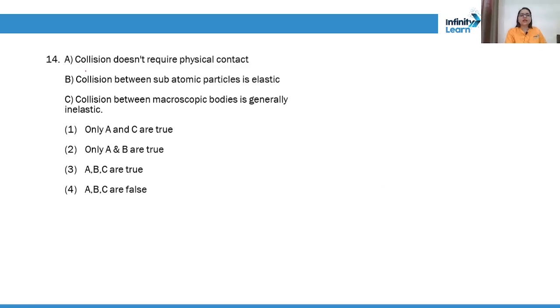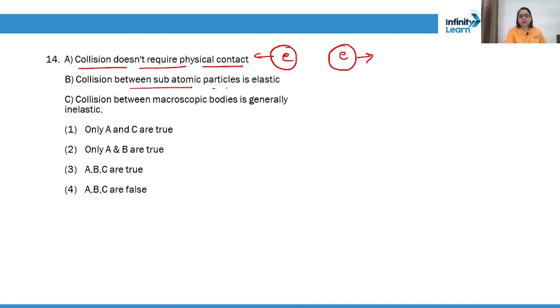Okay, next is collision doesn't require physical contact. Yes, this one is true. Collision doesn't require physical contact. Why? Because collision is the event where, after some forces, the value of momentum of the particle changes, right? So like in the case of electron and electron, there's a repulsive force, and because of the repulsive forces the momentum of the particle is changing, right?